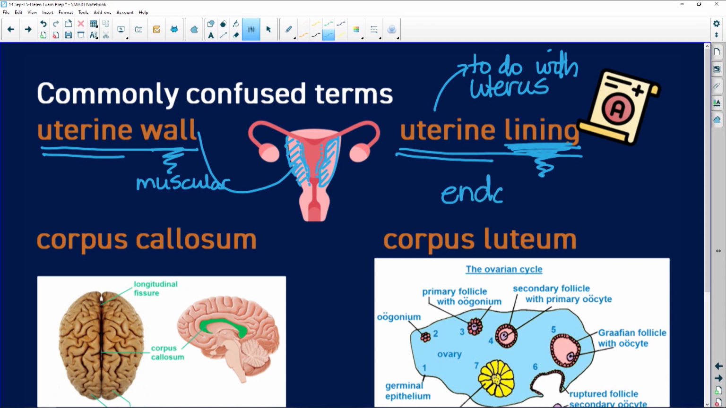Do you remember the name of the uterine lining? I can hear some people shouting it out. It is called the endometrium. All right, and the uterine lining is what is going to break down and be passed out of the body during menstruation. But the uterine wall is always going to stay there. The uterine wall is permanent. It is the sides and the base and the top and the bottom and all the way around the uterus.